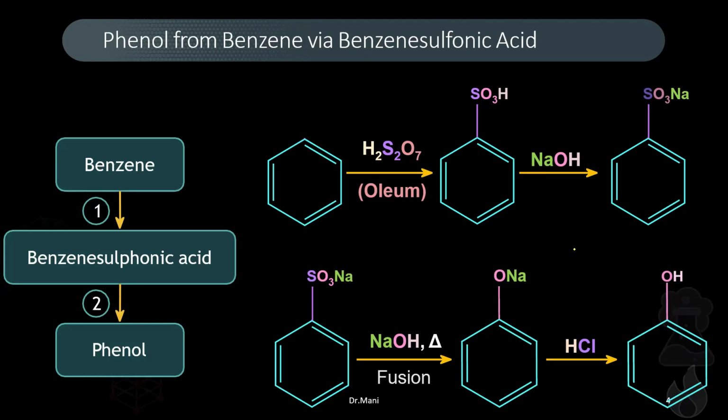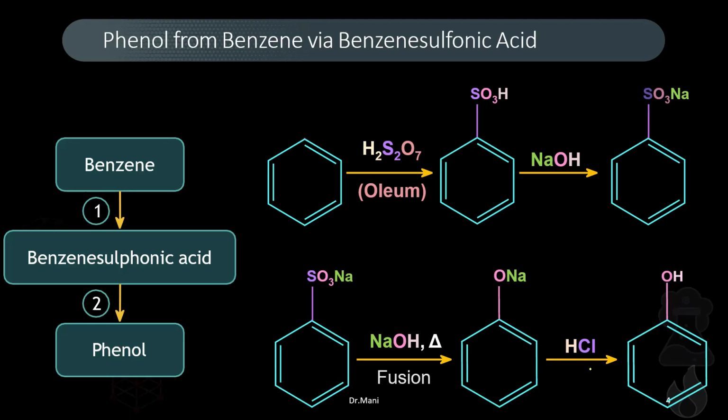Now this one you are treating with the NaOH. So when you are treating with the NaOH, you are finally getting this one. What is this? Sodium phenoxide. This sodium phenoxide you are finally treating with the hydrochloric acid, where you are doing the acidification and you will be getting the phenol. Okay. So actually the main steps are two, but there are so many intermediate steps.